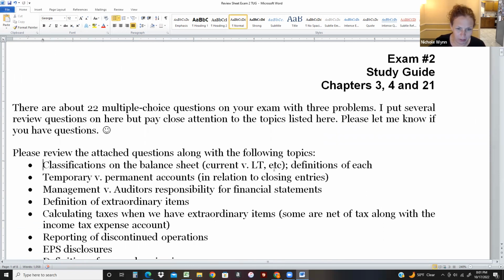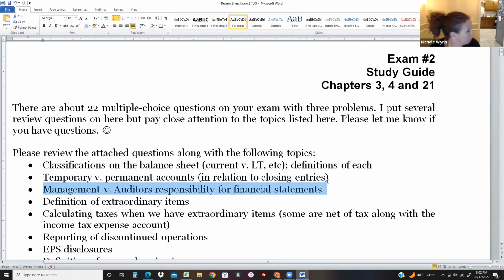So classifications on the balance sheet, current versus long-term. Remember the definition of current, and so look up that definition: current is 1 year or the operating cycle, whichever is longer. And so that's the definition of current versus long-term. And we would see that in the chapter 3 notes, probably on page 1. Temporary versus permanent is review from our previous chapters, but it's something that I don't want you to forget. So temporary is your revenues, expenses, and dividends. And your permanent ones are ones that do not get closed. So that would be assets, liabilities, and owner's equity.